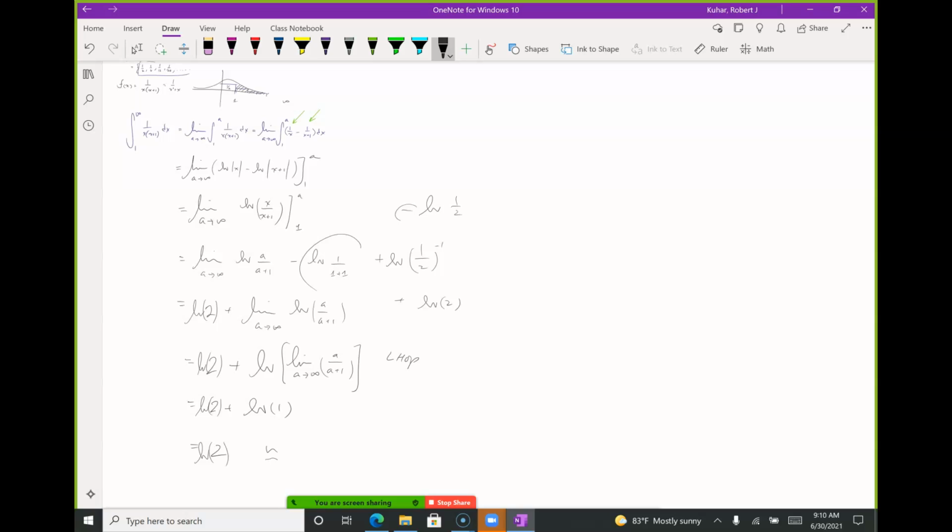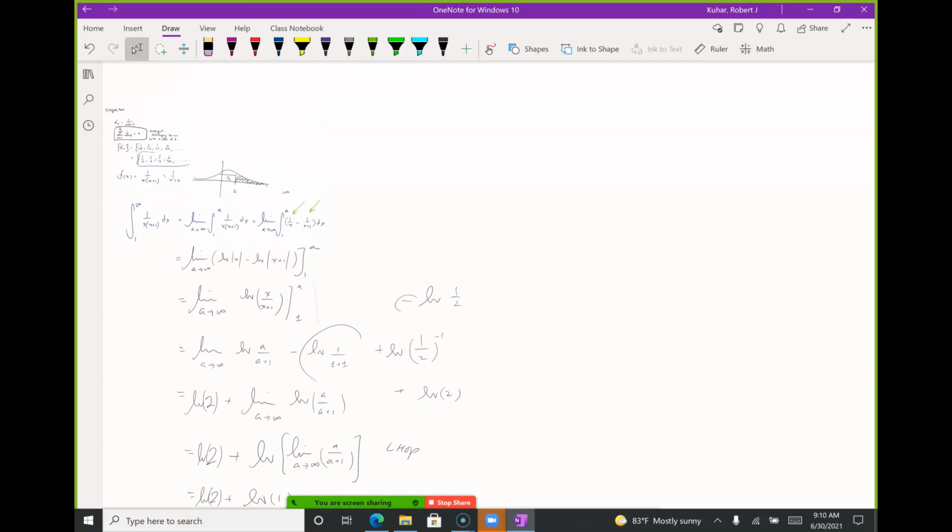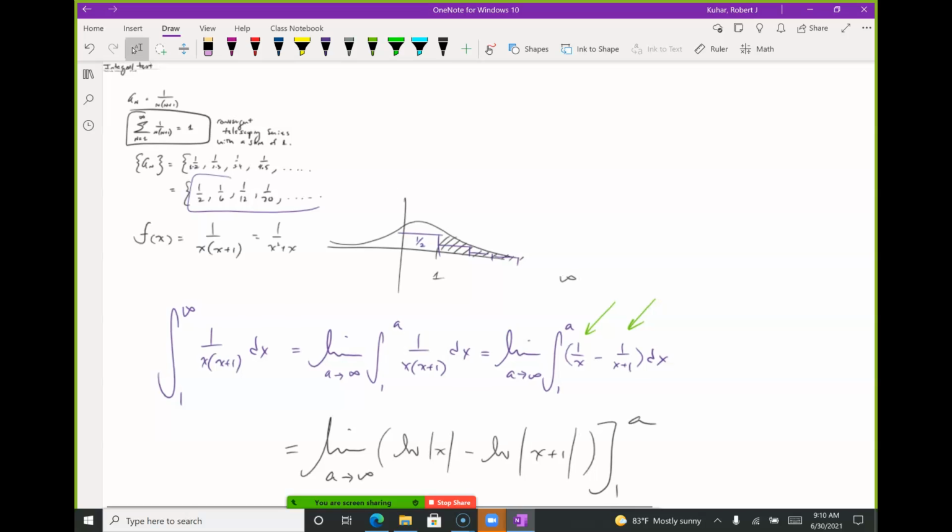So, by the way, ln of 2 is about 0.69314718006, to be precise. So, the integral test converges. We already knew that the series converged because we actually found the sum, but the integral test is verifying, because sometimes finding the sum is very difficult.